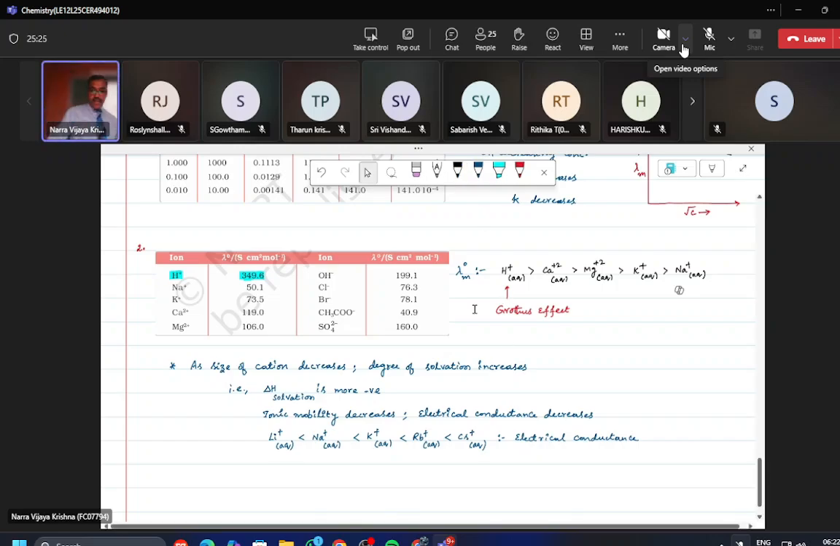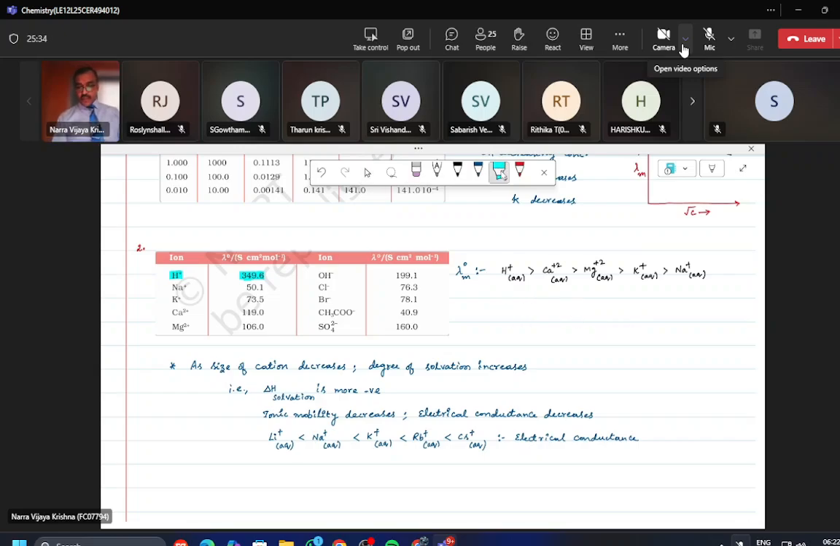Now coming to anions, sir. This is about cations. In the cations, there is one special case, that is H+. The reason for this H+ is the Grotthuss effect, which we have already discussed. Now come to anions, sir.